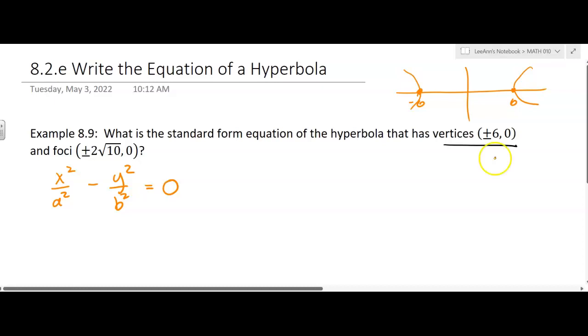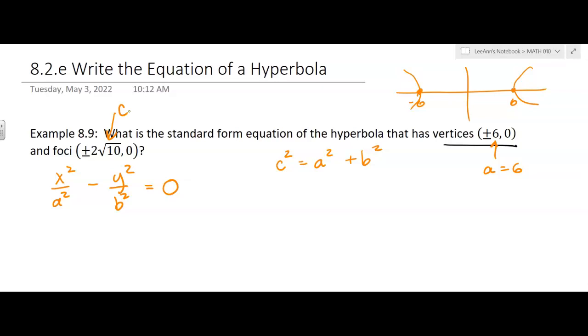Now we know a is 6, okay? So that we can put in, but we have to figure out what b is. We'll need the equation c squared equals a squared plus b squared, because we know what c is. C is 2 times the square root of 10. And it doesn't matter that one's plus or minus really because we're going to square them.